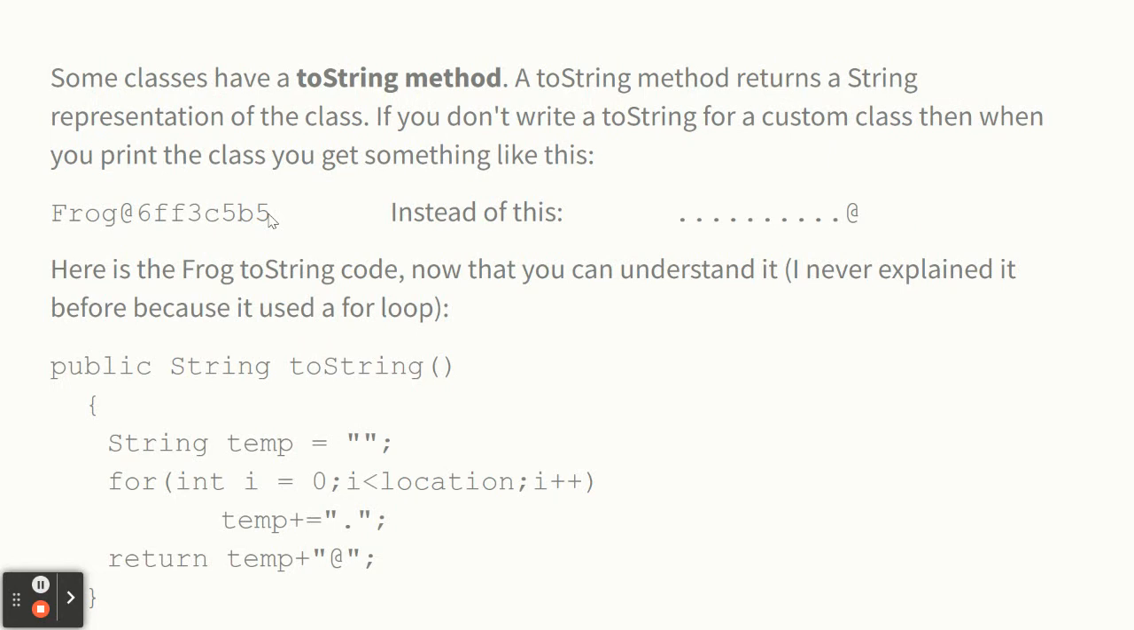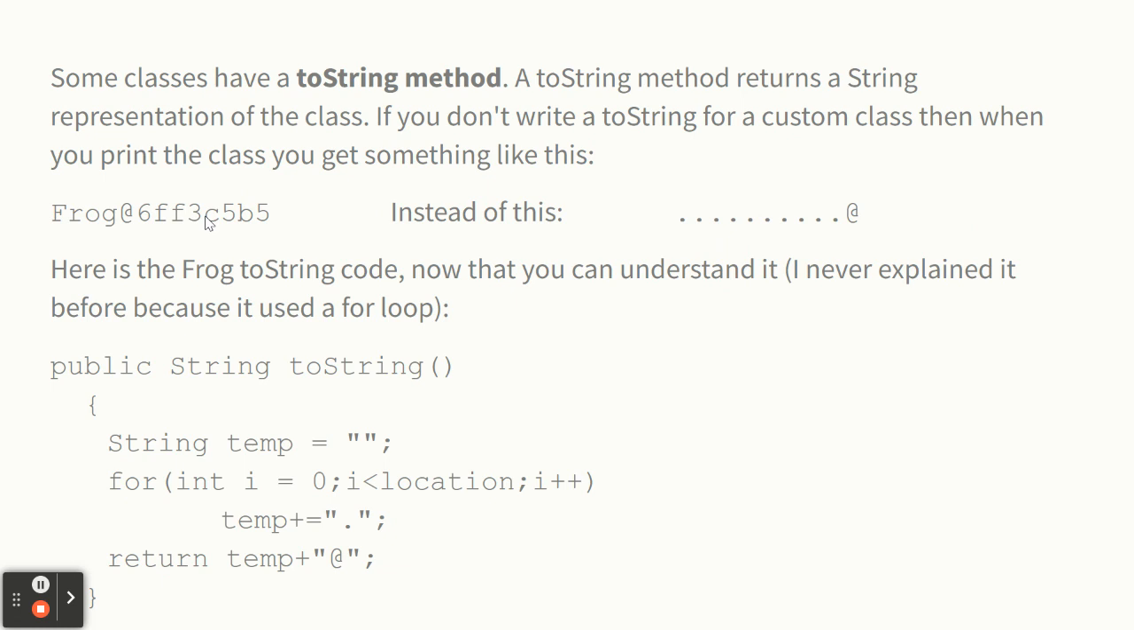But when we print a frog, I think it's much more satisfying to have the number of spaces it's hopped and then the little symbol. And that's because my frog class has a toString method in it. If you don't have a toString method, you're going to get something like this thing that is useless. It does tell you printed the class, but this is the frog toString code.